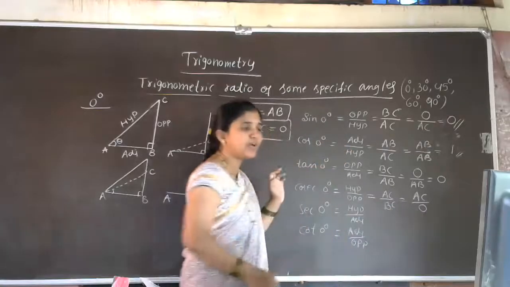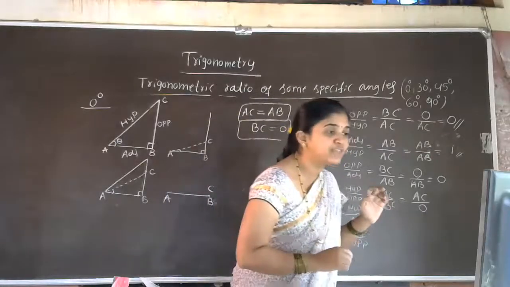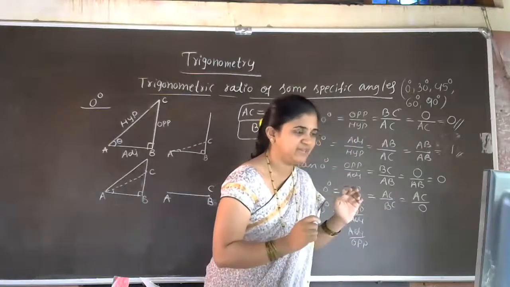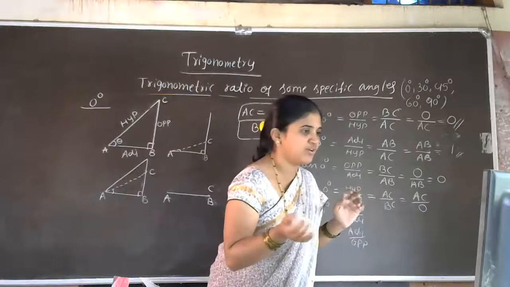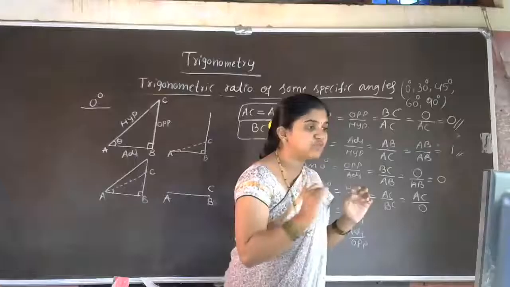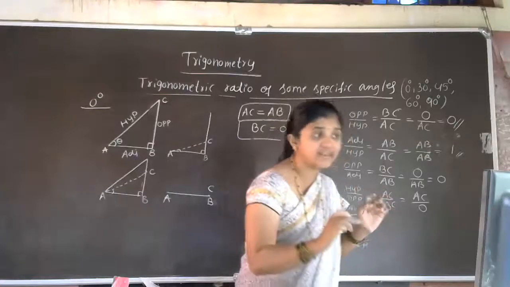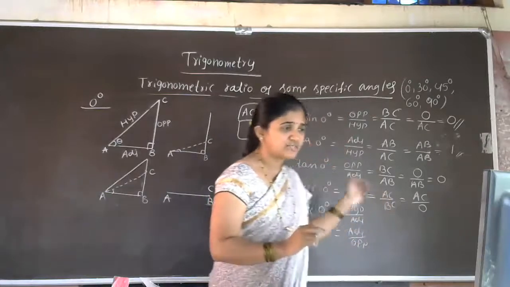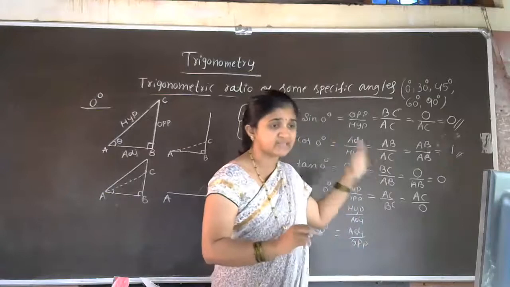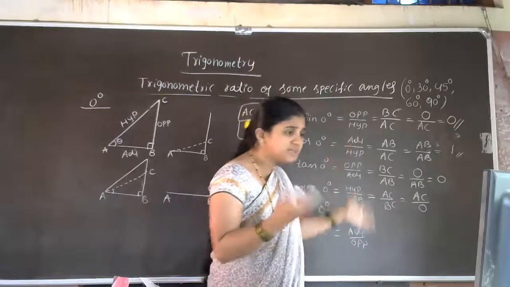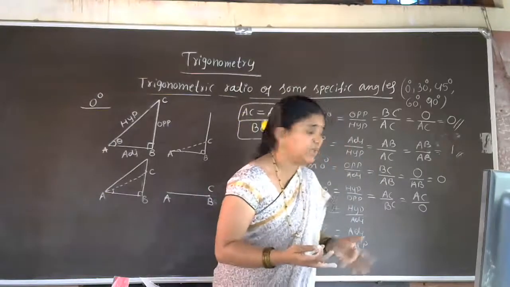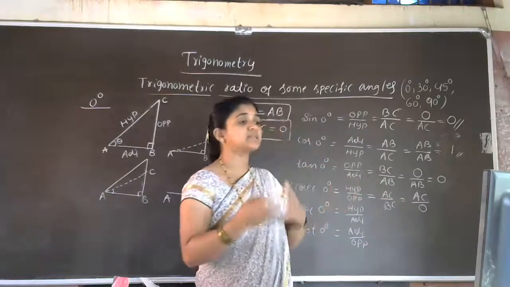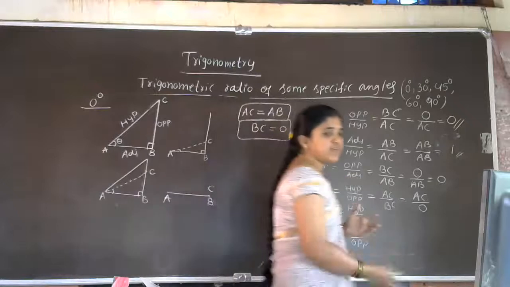So observe, anything divided by 0, what is the value first? AC by 0 is what? 0 by AC is 0 only. But AC by 0 is what? If the 0 is in the denominator, what result will we get? I need the answer quickly. This concept is already discussed in the previous class. 1 by 0, what is it? If I consider AC as 1 unit, then you will get... Rashmi, give the answer, not defined. Infinity, yes, very good, Soumya.